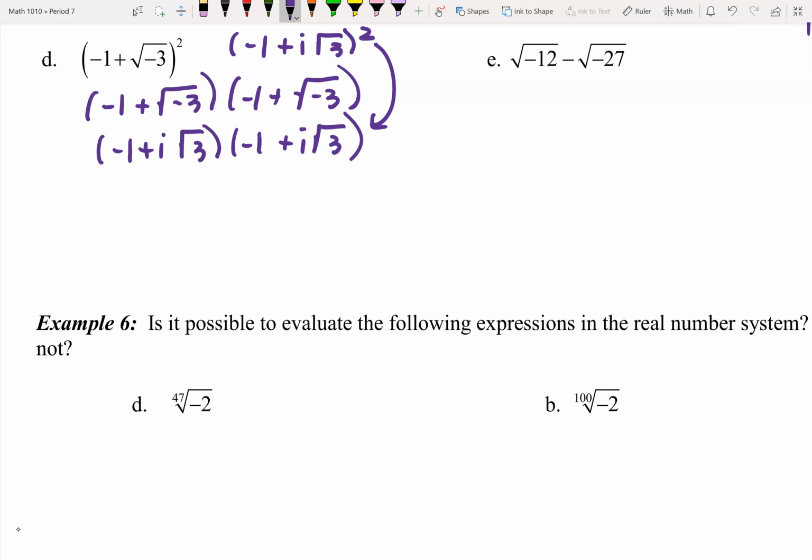Okay, for those of you who didn't get that down right, please, off to the side, write down the word FOIL. A -1 times a -1 is a +1. A -1 times i square root of 3 is a negative i square root of 3. I square root of 3 times a -1 is a negative i square root of 3.